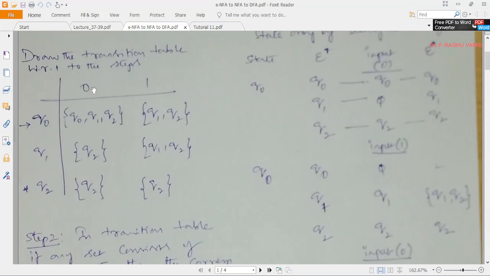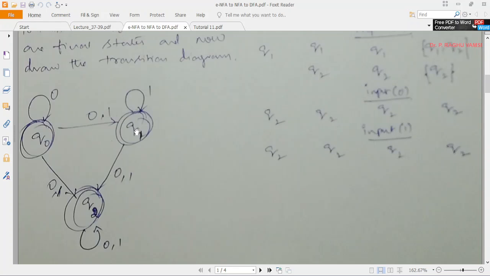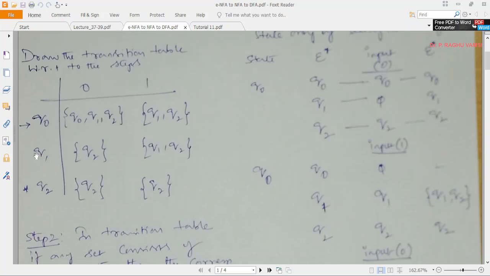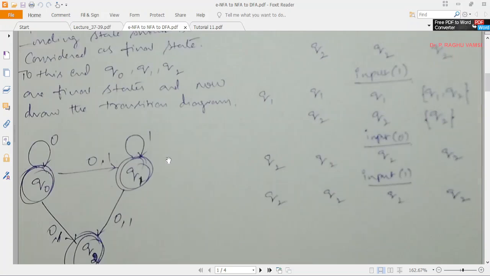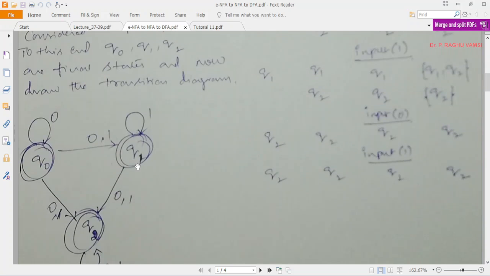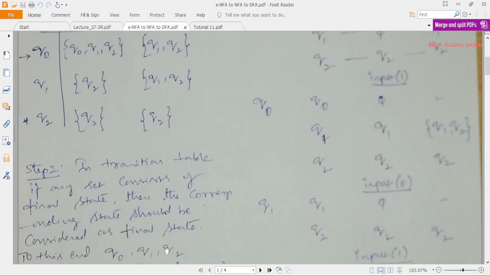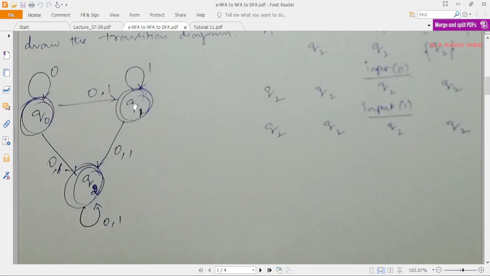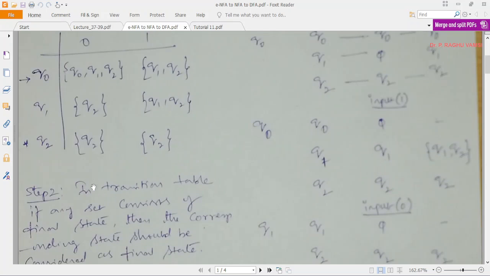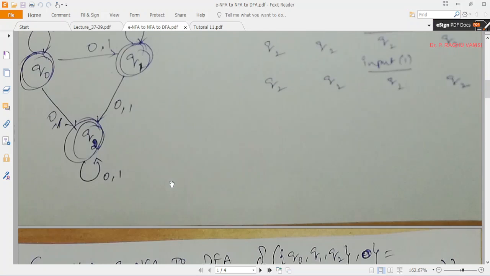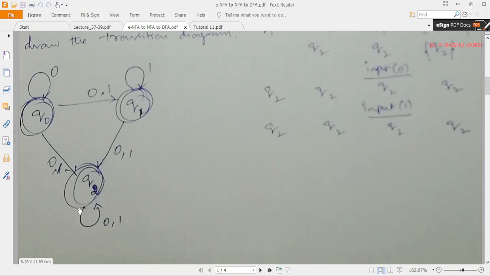Next, on Q1, if you supply 0, then it is going to Q2. And also on Q1, if you supply input as 1, it is going to Q1 as well as Q2. So from Q1, if you supply 1, it is going to Q1 state itself. And from Q1, if you supply input as 1, then it is going into Q2 state. On Q2, if you supply 0 and 1, both are resulting into the Q2 state itself.